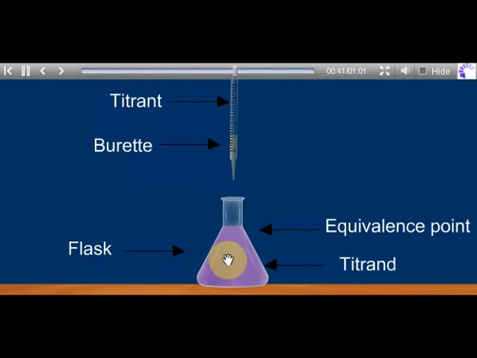This is ideally the same volume as the equivalence point. The number of equivalents of titrant is equal to the number of equivalents of analyte. Hence, in volumetric titrations, we use the expression N1V1 equals N2V2 for the equality of substances being titrated at the equivalence point, where N is the normality and V is the volume.